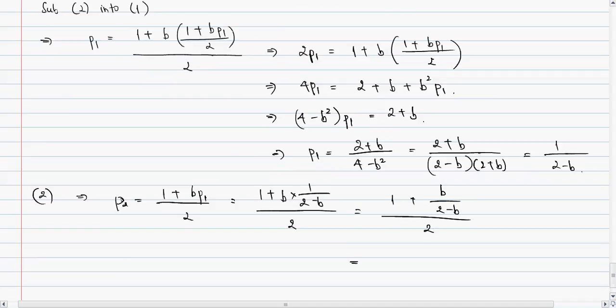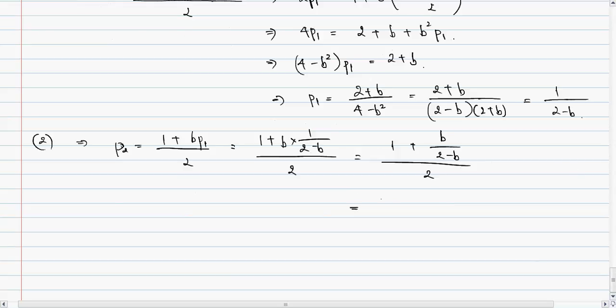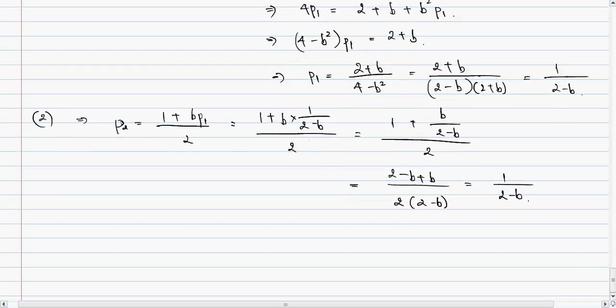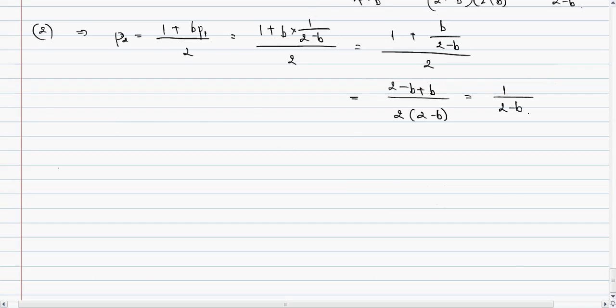So if I simplify this, I will get 2 minus B plus B on 2 minus B, and that will just give me 1 divided by 2 minus B. Okay, so that's exactly the same as the price that is set by the first firm. Okay, so that is the Nash equilibrium prices chosen by the two firms.